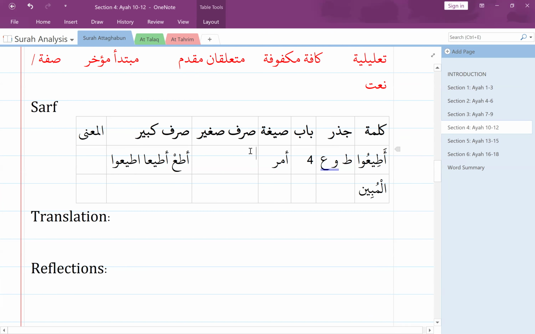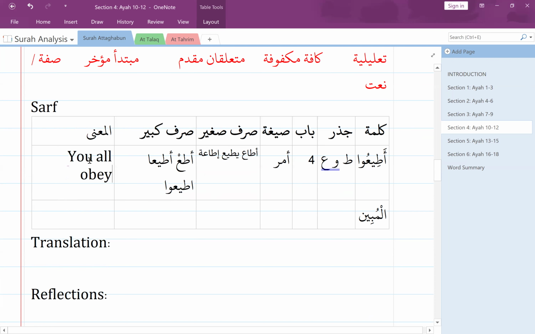That would still be the sarf kabir of the mudara. But if we just want to do what is happening, okay, I'll fix the font later. Ata'a yuti'u, ita'atan. Yes. So that would be just the sarf saghir of it, and then of course you reach the sigha of amr, and then you do the sarf kabir of it. And the meaning is obey. You obey. It's an amr. Good.